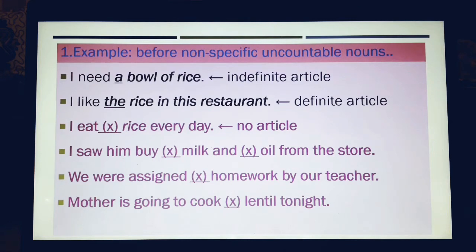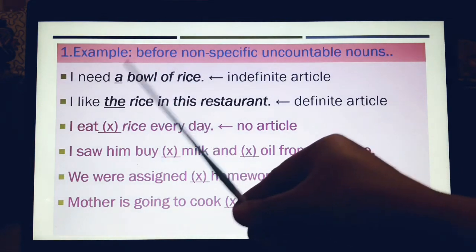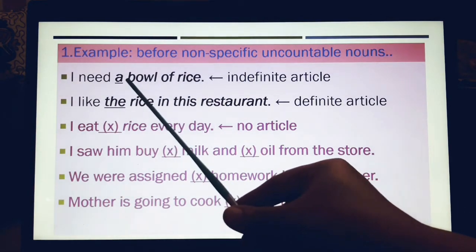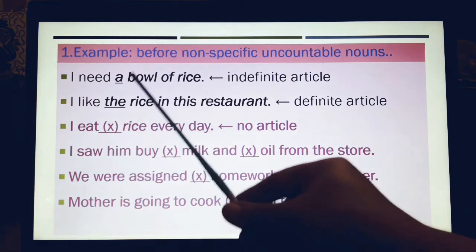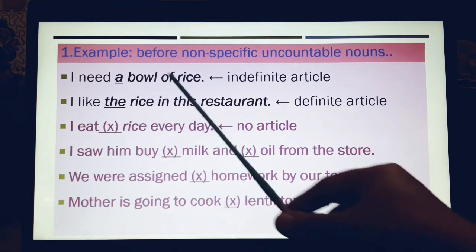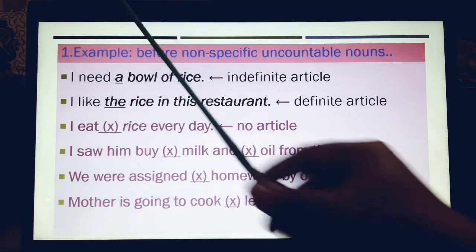Rule number 1. Here at first you can see examples before non-specific uncountable nouns. So I told you in the previous class which are uncountable nouns. The nouns which we cannot count, like 1, 2, 3 or 4. So here you see, I need a bowl of rice. Here bowl is indefinite. That means what? It's not a specific bowl, any bowl. That's why we use indefinite article before the bowl.